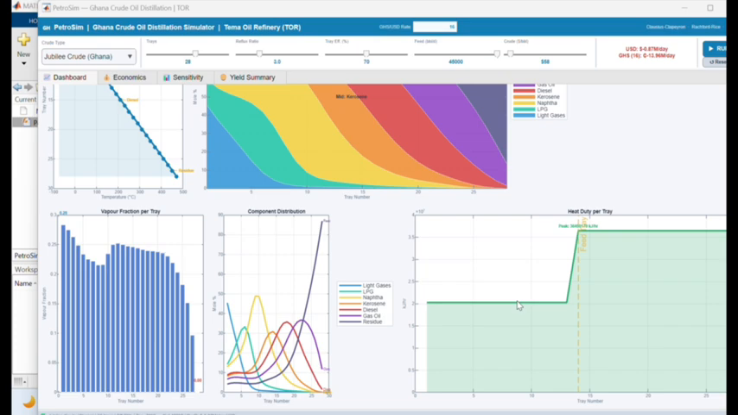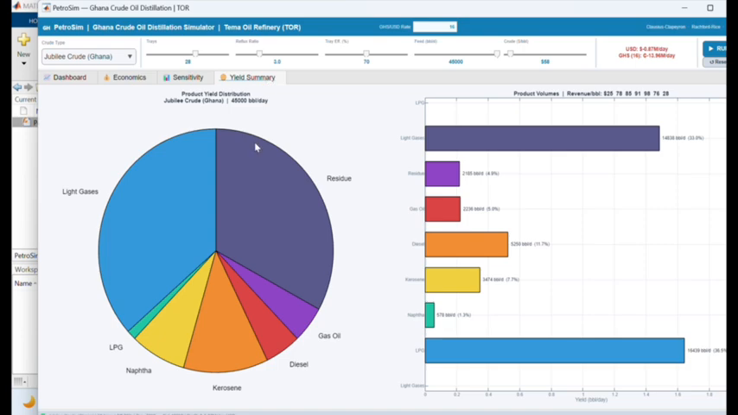Okay, and now the last one, this is heat usage per tray. This simply helps engineers to know how much energy they are using per tray in the refinery, so that they can know the total energy they are using in the refinery. Then when we go to yield summary, very important, this tells us how much of each component we are actually producing and the prices at market value, so that we can know our total revenue. So in order to maximize profit, we have to reduce the amount of residue we are producing, because residue is not as valuable. That means increasing efficiency.